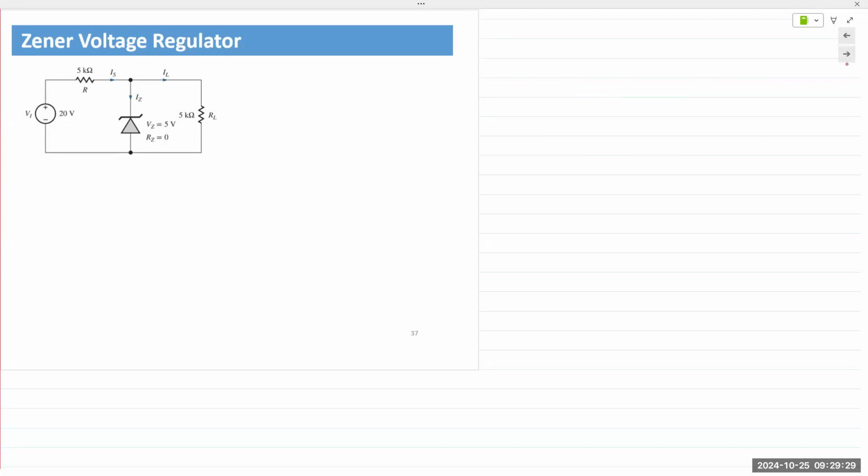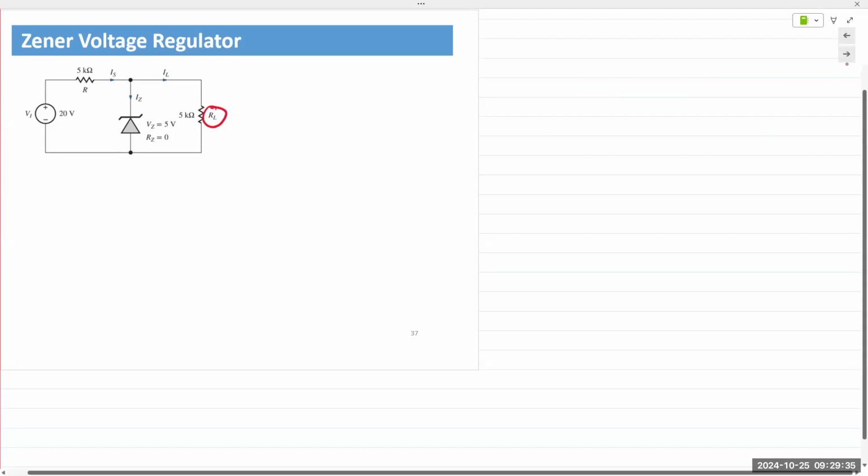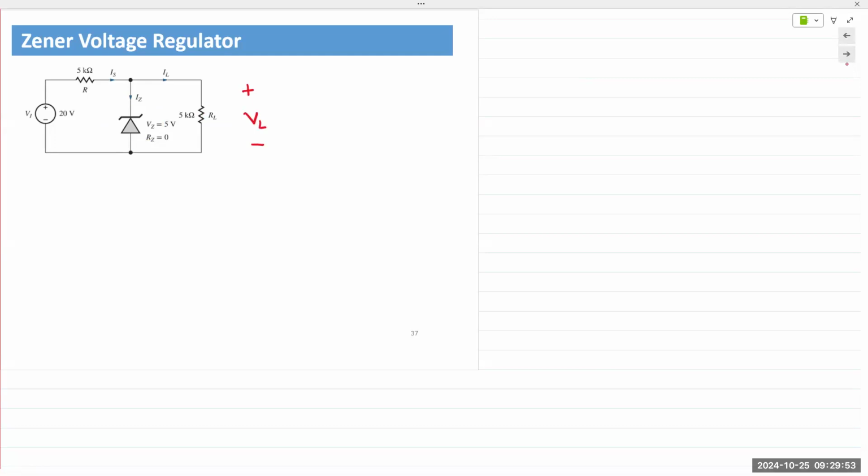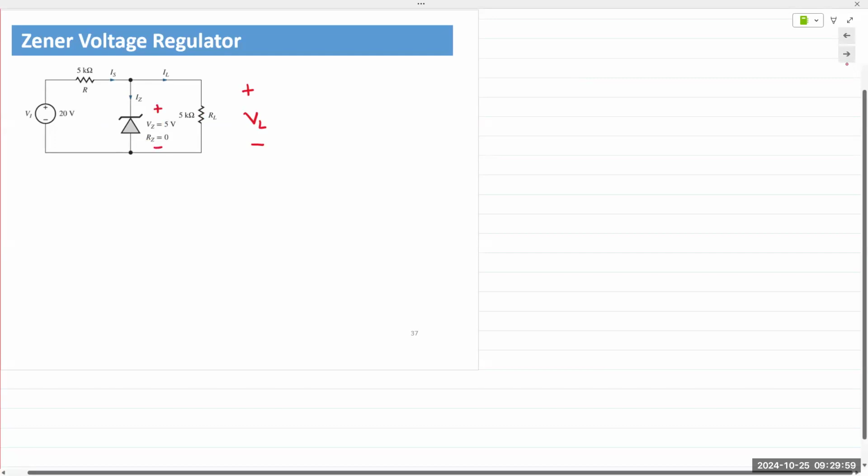regulator. So in a voltage regulator circuit, we have a load resistor RL that is always connected in parallel to a Zener diode. Okay, the output of the Zener diode is providing the output voltage VL. Positive reference is at the cathode of the Zener diode. Again, VZ is plus at the cathode, minus at the anode. And VL, of course, must equal VZ for the circuit to function.